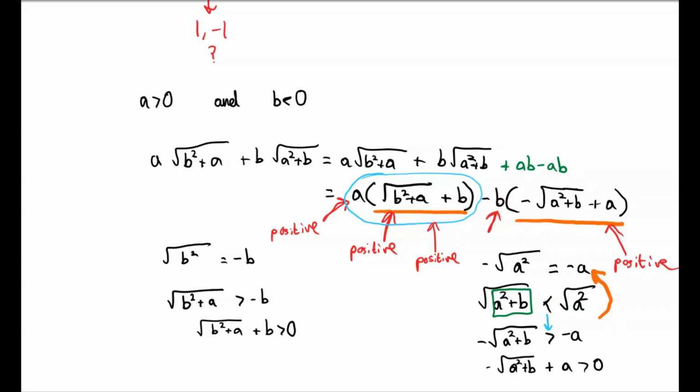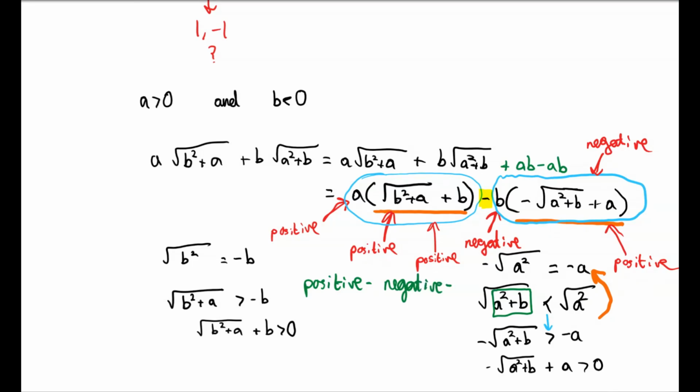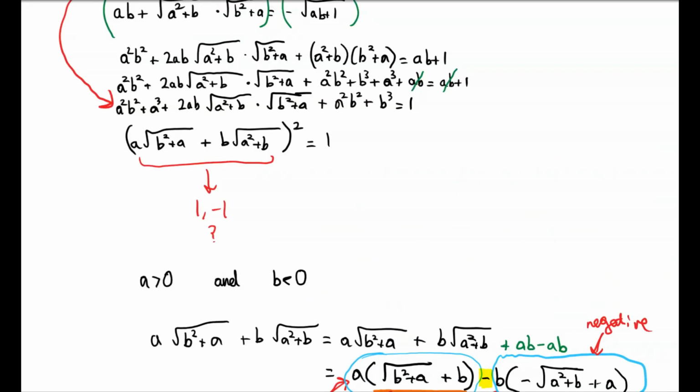Now we know that b is negative. So here, we've got a negative times a positive, which is going to give us negative. Now notice that we're doing a positive minus a negative. And a positive minus a negative is going to be positive. So we can rule out -1 and conclude that our final answer is 1.